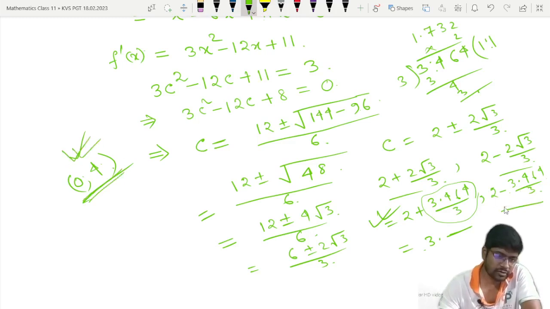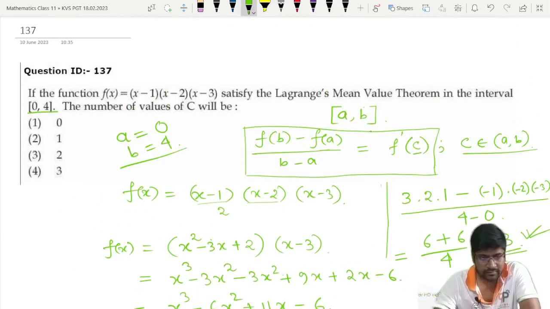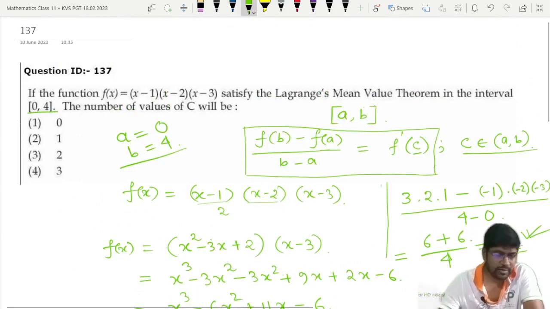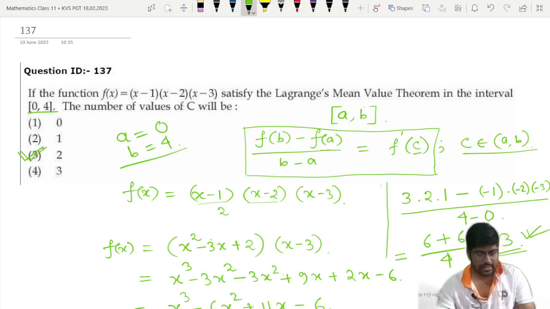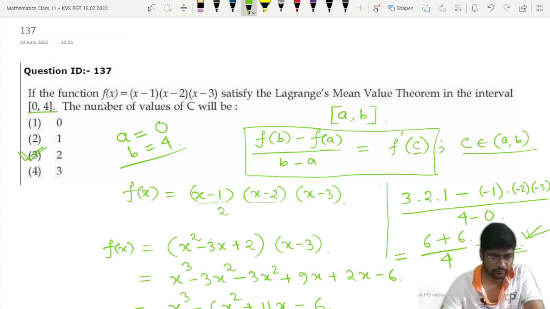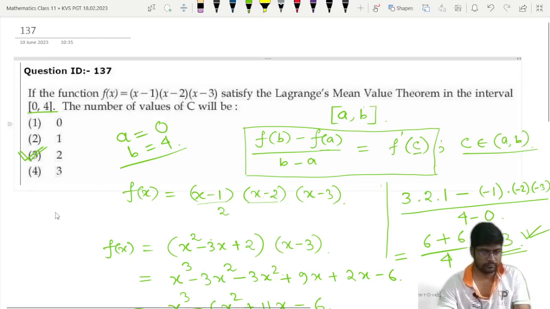No need to calculate totally. Okay, so from here we can decide. So both the values of c will lie inside the open interval 0, 4. So the number of values of c will be 2. So option 3 is the correct answer. So this was question number 137.